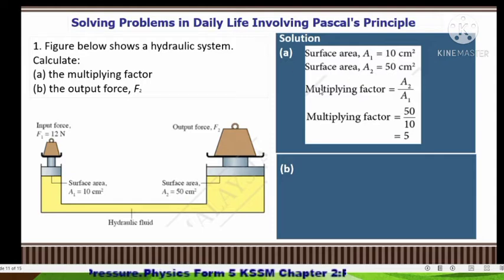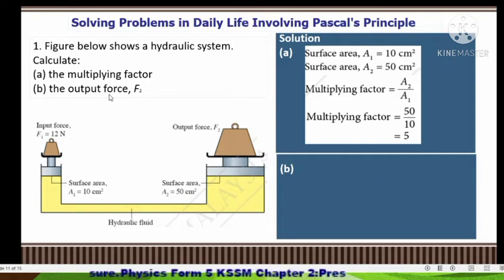Okay, so the multiplying factor actually is the ratio of the area of the second piston to the area of the first piston, meaning A2 divided by A1. So from here we get 50 cm squared divided by 10 cm squared. Thus we get 5. No unit because the unit is already cancelled. So the multiplying factor is 5.